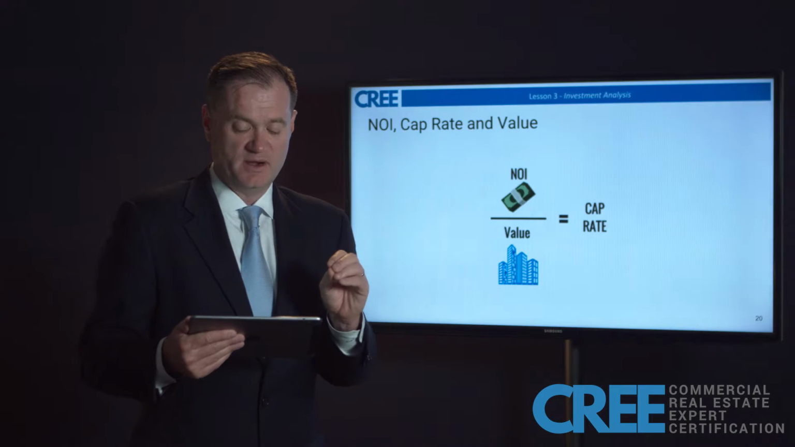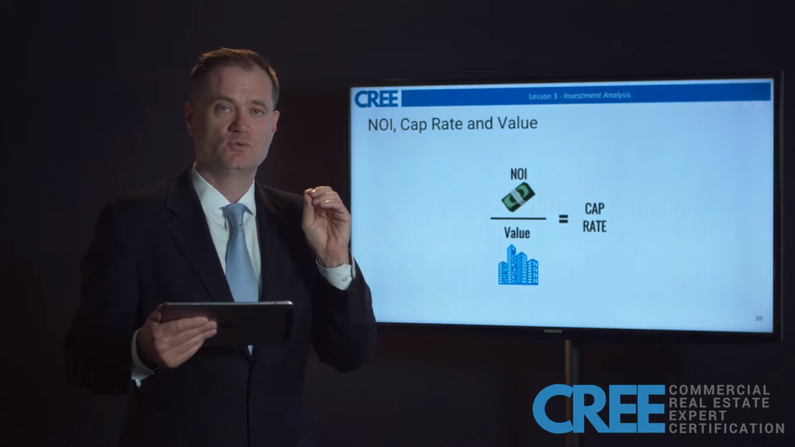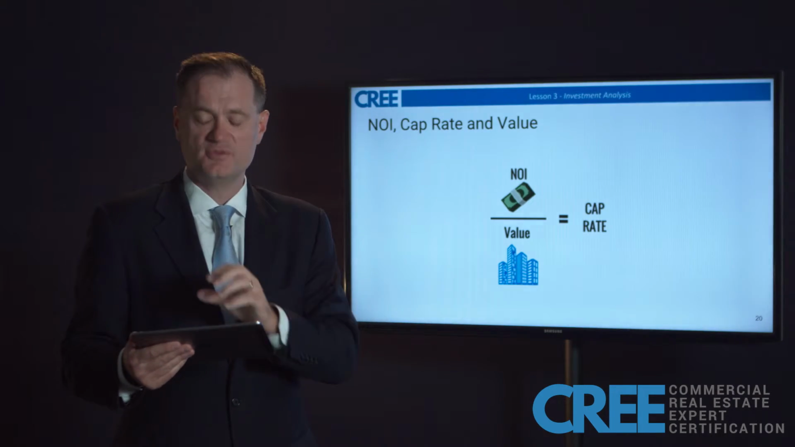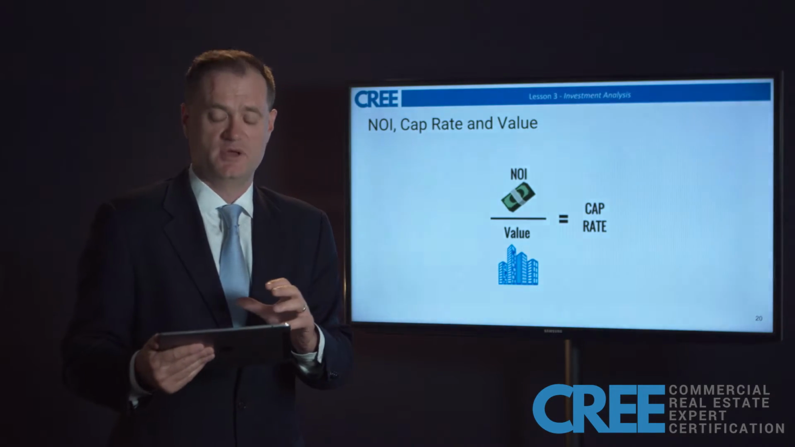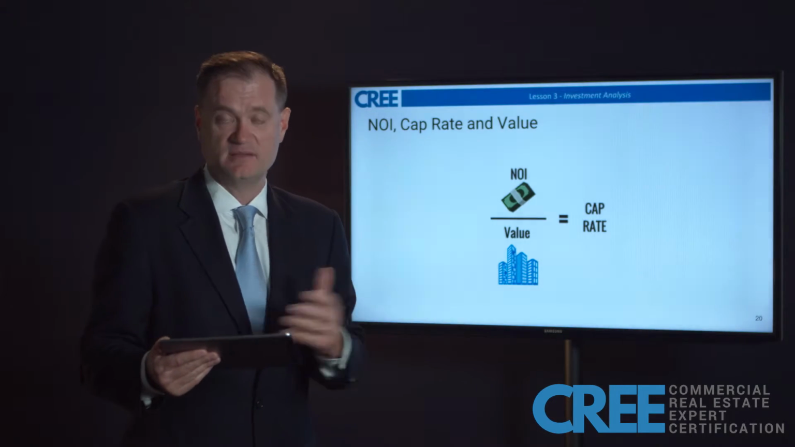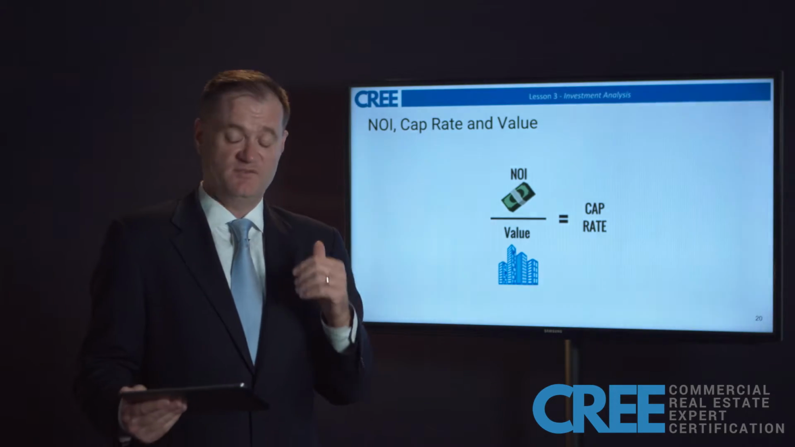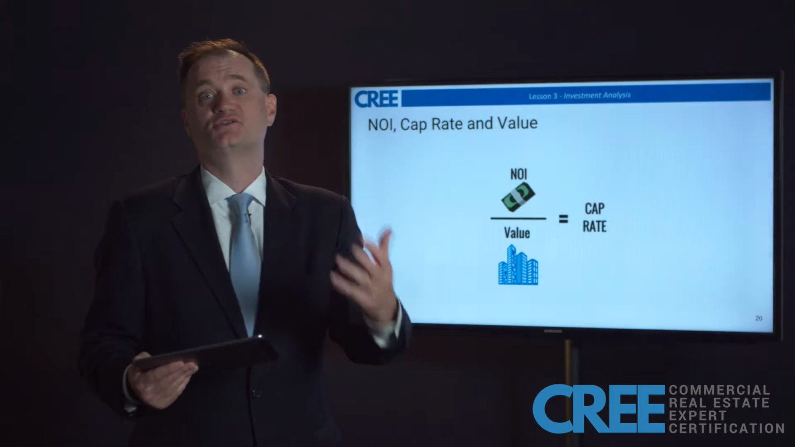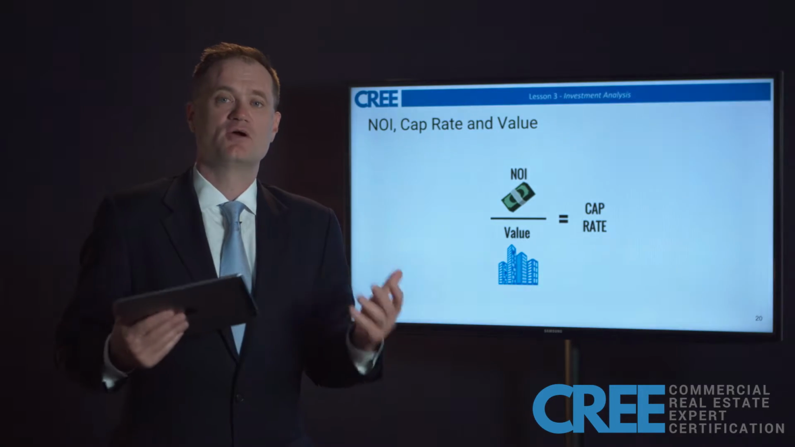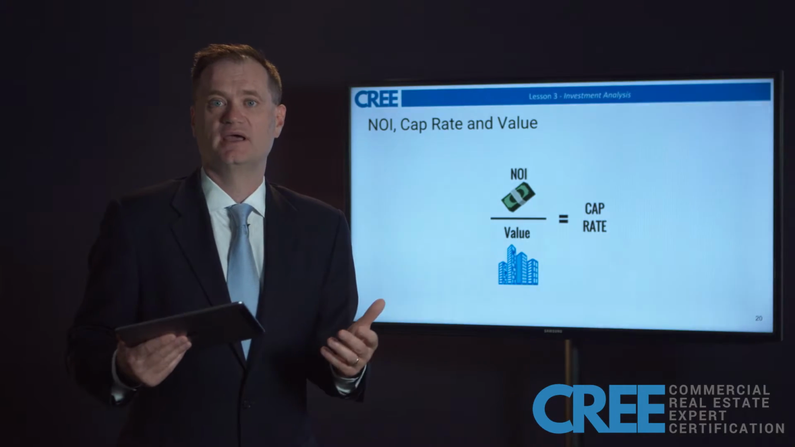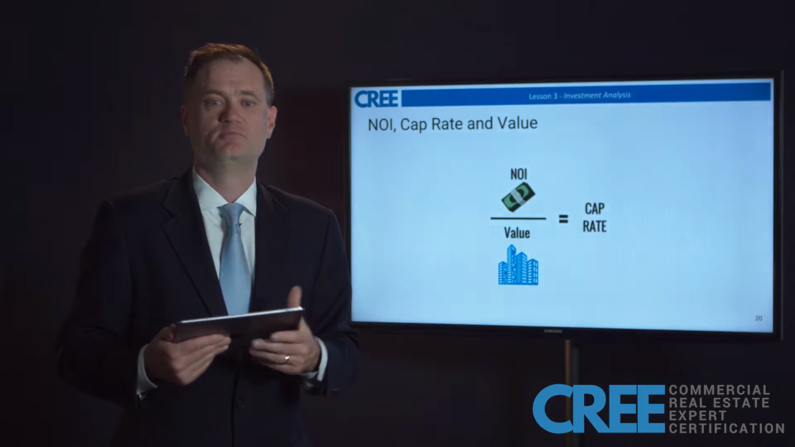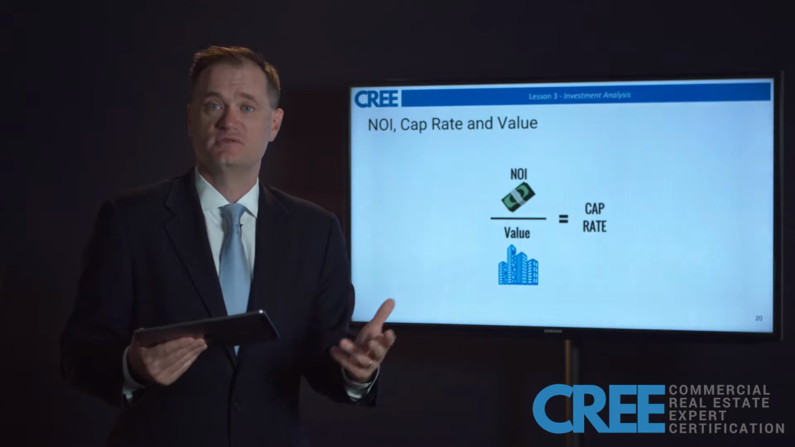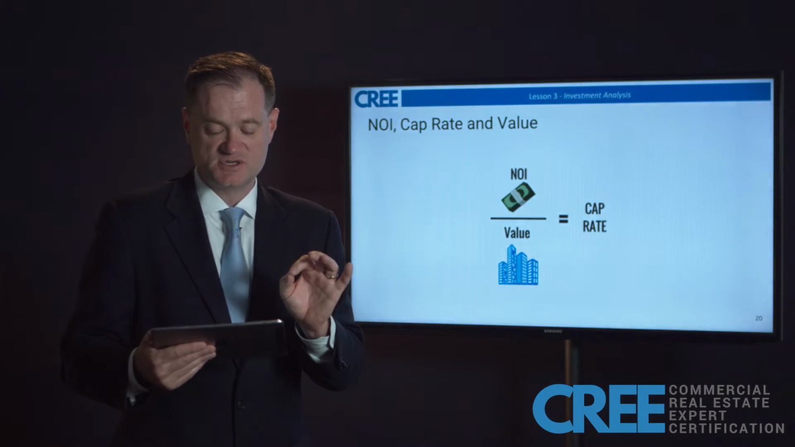So I just really wanted to spend some time having you really analyze NOI, cap rate, and value. All three can be utilized to come up with one or the other. If you have the NOI and the cap rate, you can get the value. If you've got the value and the NOI, you can get the cap rate. If you've got the cap rate and the value, you can extrapolate the NOI. So they're all three directly correlated, and you can pick and choose which one you want to extrapolate if you have two of the three. So make sure you fully understand that.